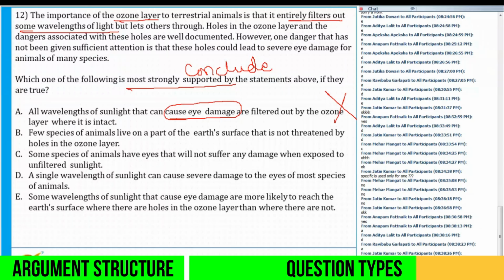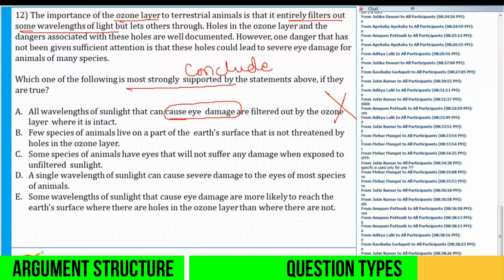Let's take a look at number D. What can you conclude? A single wavelength of light can cause severe damage to the eyes of most species of animals. No. How can I conclude this? The word over here is many species. Over here, it is written most species. There's a difference between many and most. No, number D is not right.